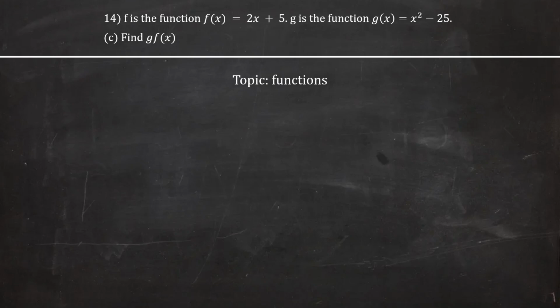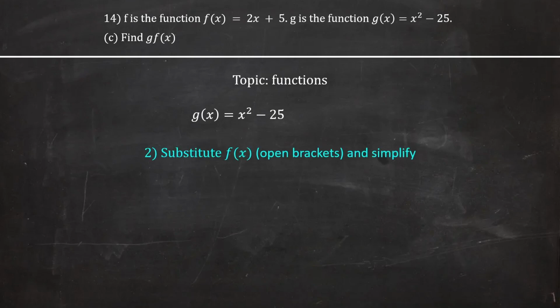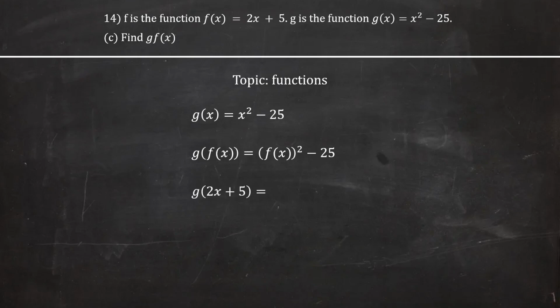Next one, find g of f of x. So we're going to write down g of x because we go from left to right. So g of x is x squared plus x squared minus 25. Then just like before with a number, on g of f of x we are going to open brackets and substitute f of x. So g of x, I'm going to open brackets, and inside of it I'm going to put f of x. That doesn't help us, but we know that f of x is 2x plus 5. So inside of the brackets I'm going to put 2x plus 5.